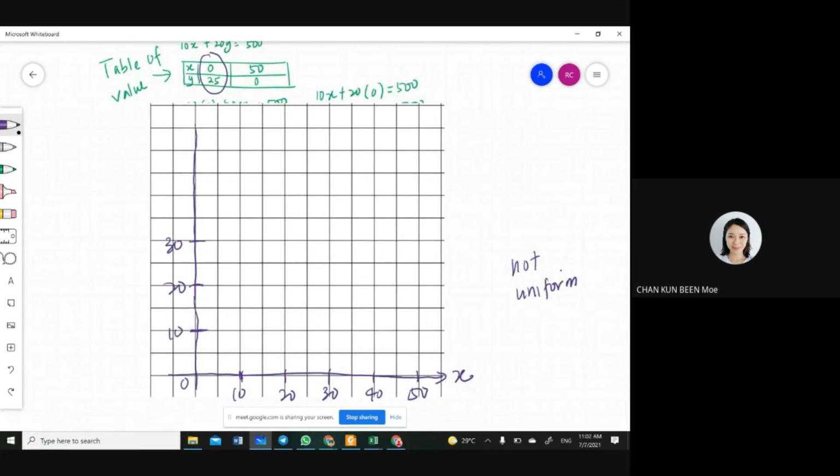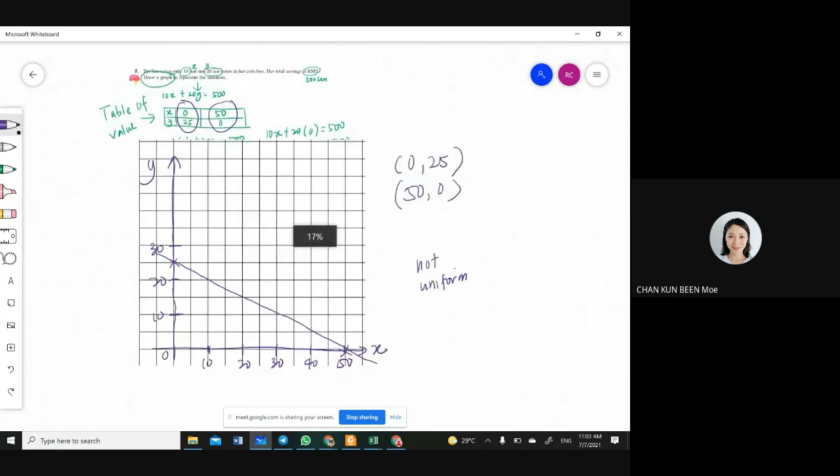So I'm going to plot the first one. X is 0, Y is 25, meaning the coordinate is 0, 25. So 0, 25 is here. And then when X is 50, Y is 0. So it is 50, 0. That's a coordinate. So 50, 0 is here. Lastly, we just need to join them up and then label, making sure everything is labeled. So our graph is done.